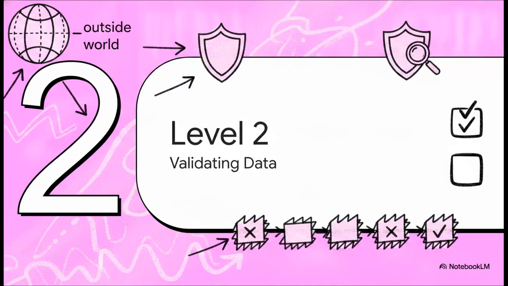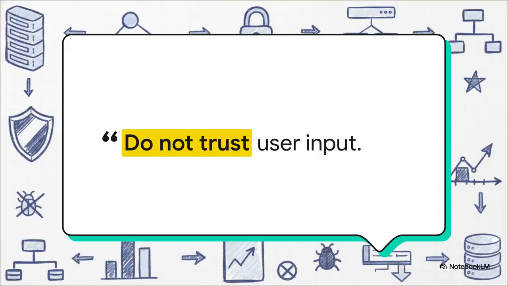Moving right along to level 2, validating and sanitizing data. Let's see what happens to our assembly line when we start handling information from the outside world. This brings us to the absolute golden rule of web development. You'll hear it constantly across our sources. Never trust user input. I mean it.